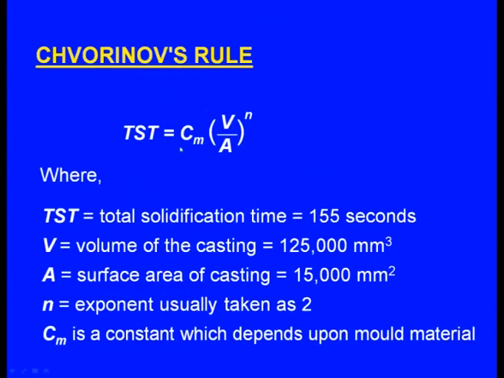TST is equal to Cm multiplied by V by A to the power of N, where TST is equal to total solidification time, that is equal to 155 seconds. V is equal to volume of the casting, that is equal to 125,000 cubic millimeters. A is equal to surface area of the casting, that is equal to 15,000 square millimeters. N is equal to exponent usually taken as 2, and we have taken it as 2. And Cm is a constant which depends upon the mold material.